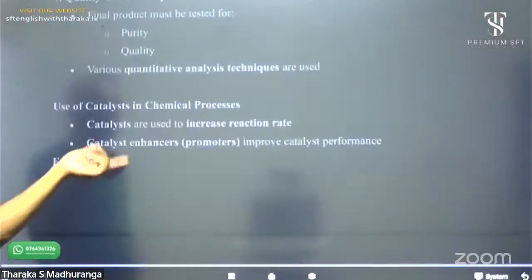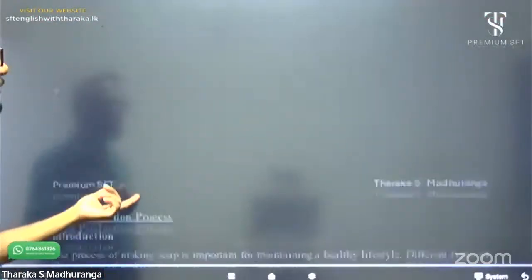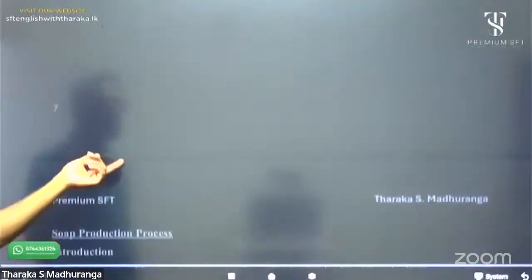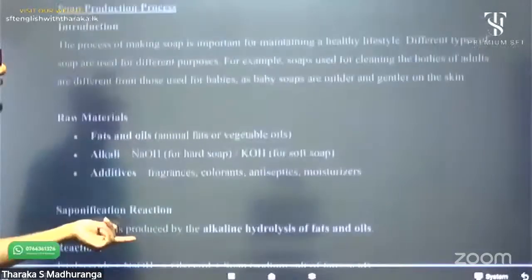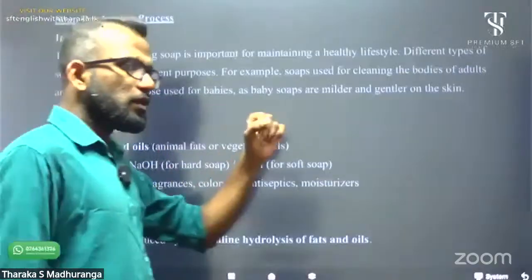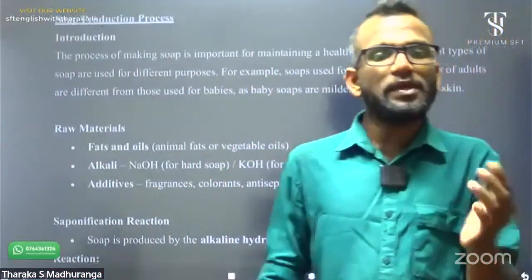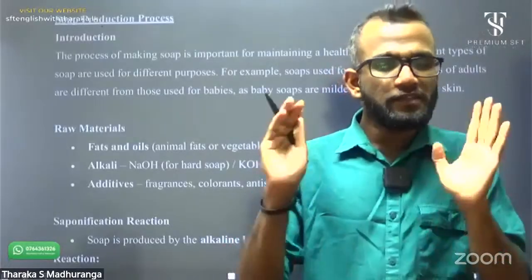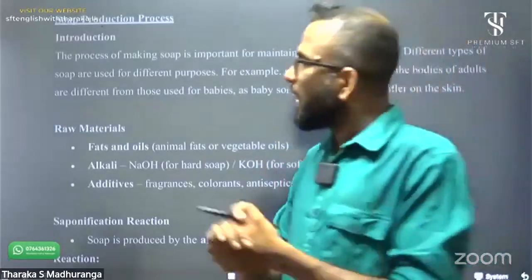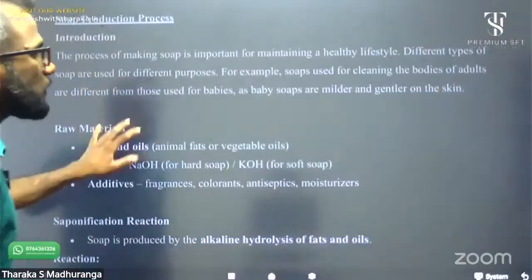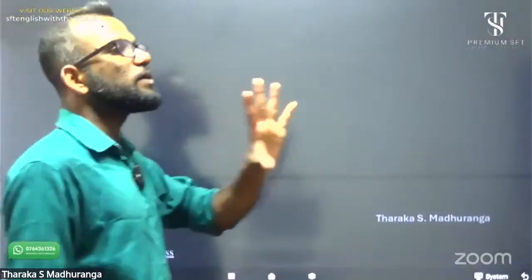That means the chemical reaction chamber is completed. Okay, now we are moving to the chemical production process. Under this chemical production process, as I told last week, we have 5 main chemical industries. Today we are going to start our first chemical industry.